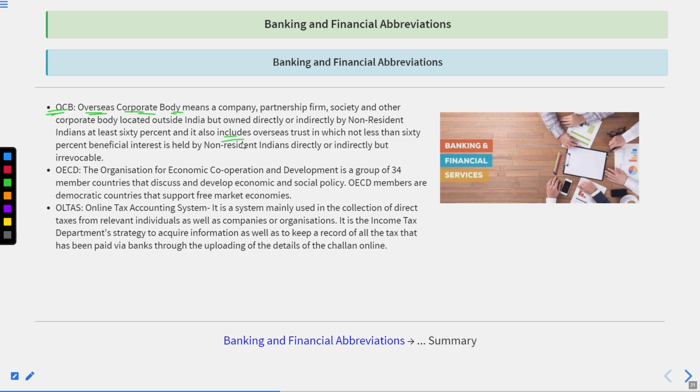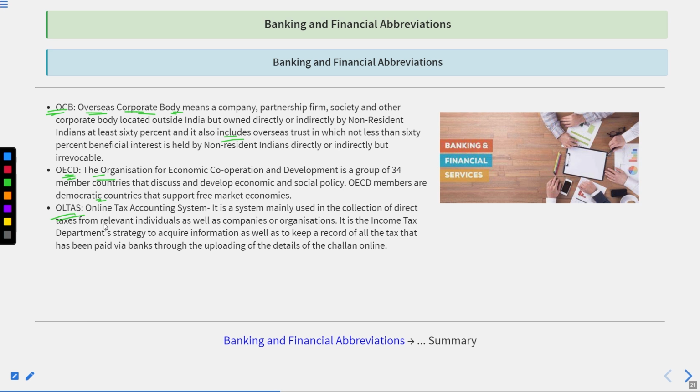And it includes overseas trusts in which not less than 60% beneficial interest is held by non-resident Indians directly or indirectly. OECD, the Organisation for Economic Co-operation and Development, is a group of 34 member countries that discuss and develop economic and social policies. OECD members are democratic countries that support free market economics.